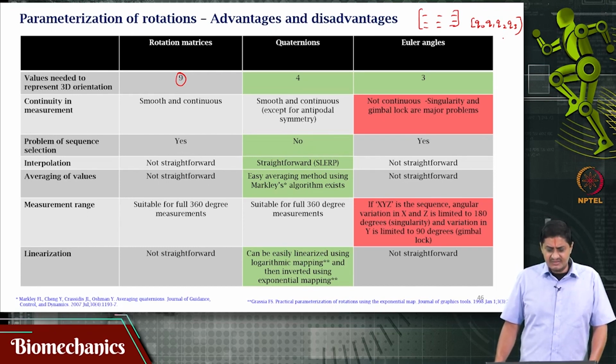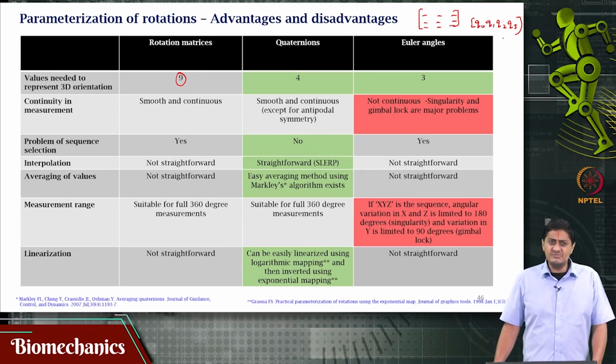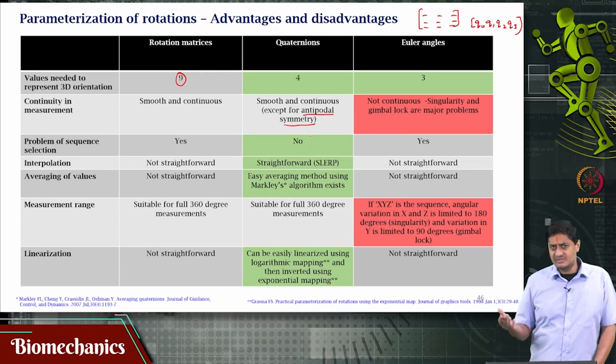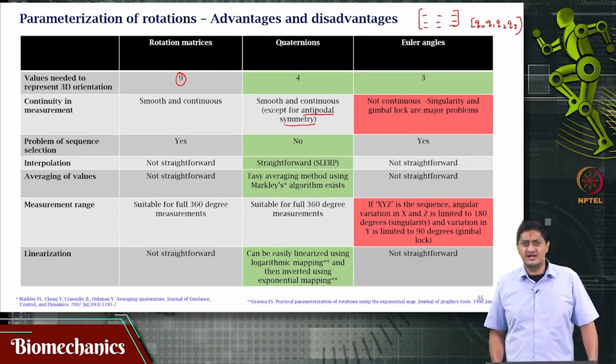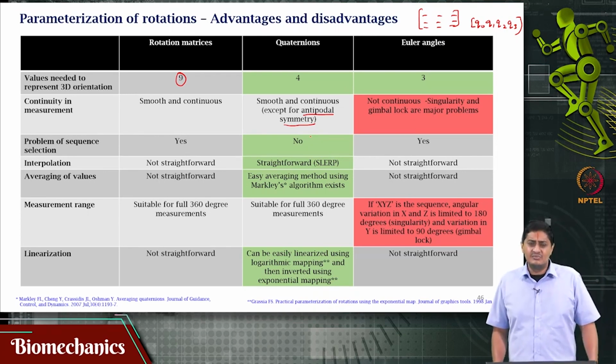Rotation matrices will update smoothly and continuously from measurement systems. In quaternions, the measurement is relatively smooth and continuous, except when there is the antipodal symmetry problem. Do check what this is, a relatively advanced concept. I am leaving it as an exercise for you to check, but the point is that it is not a major or critical issue. It happens, but it is not a huge problem.